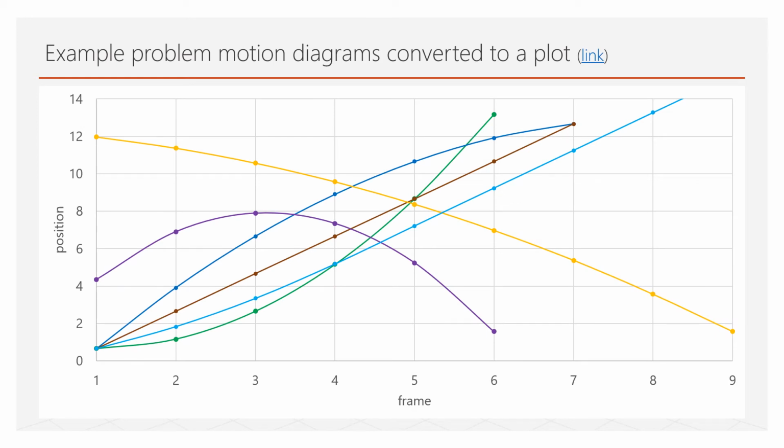The curves on this chart represent the motion of the 6 objects in the previous example on motion diagrams. Take a moment to pause the lecture here and see that each curve describes the motion of an object in the example problem. Note that the color of the curve matches the color of the object.